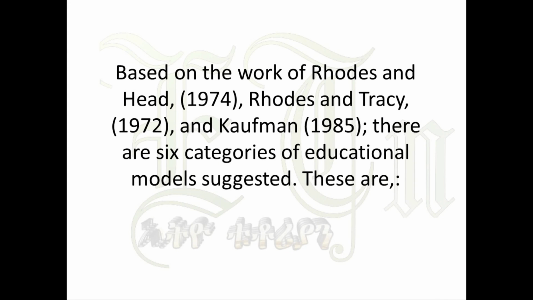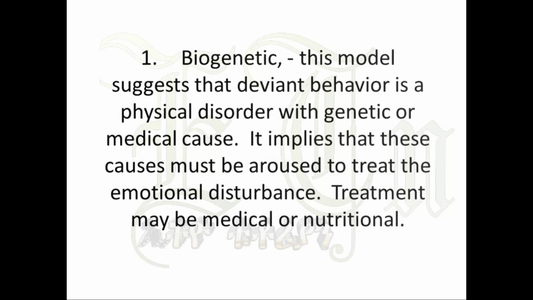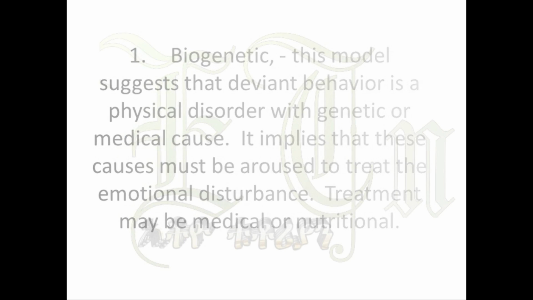1974, Rhodes and Tracy, 1972, and Kaufman, 1985. There are 6 categories of educational models suggested. These are: 1. Biogenetic. This model suggests that deviant behavior is a physical disorder with genetic or medical cause. It implies that these causes must be addressed to treat the emotional disturbance. Treatment may be medical or nutritional.